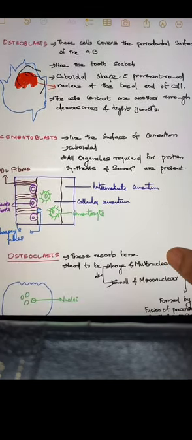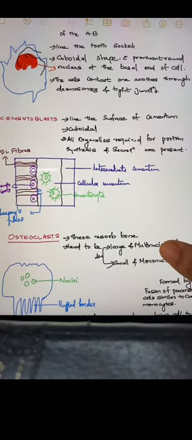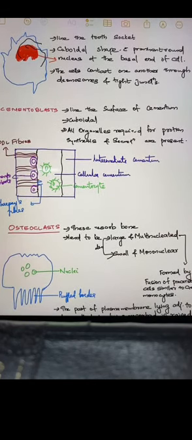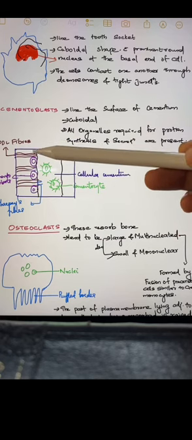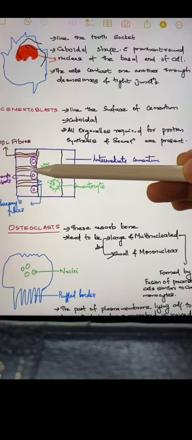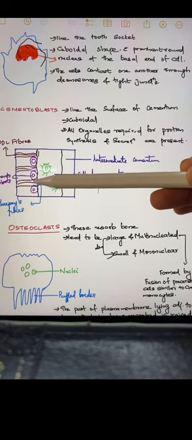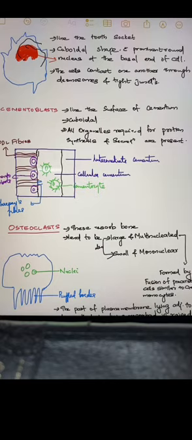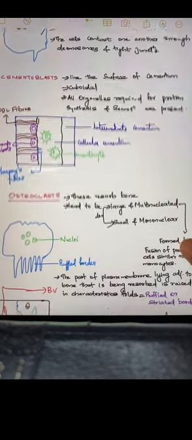The next cell is the cementoblast. These cells line the surface of the cementum, and are also cuboidal in shape, and all organelles required for protein synthesis and secretion are present.